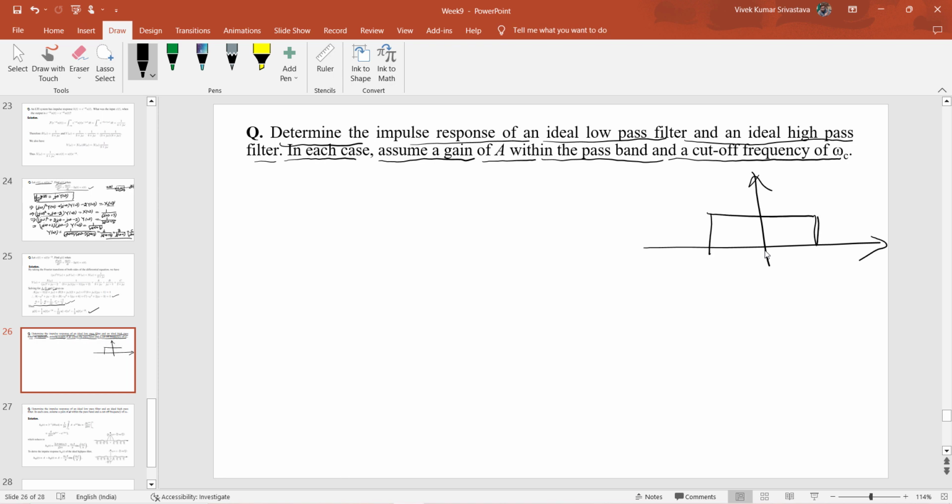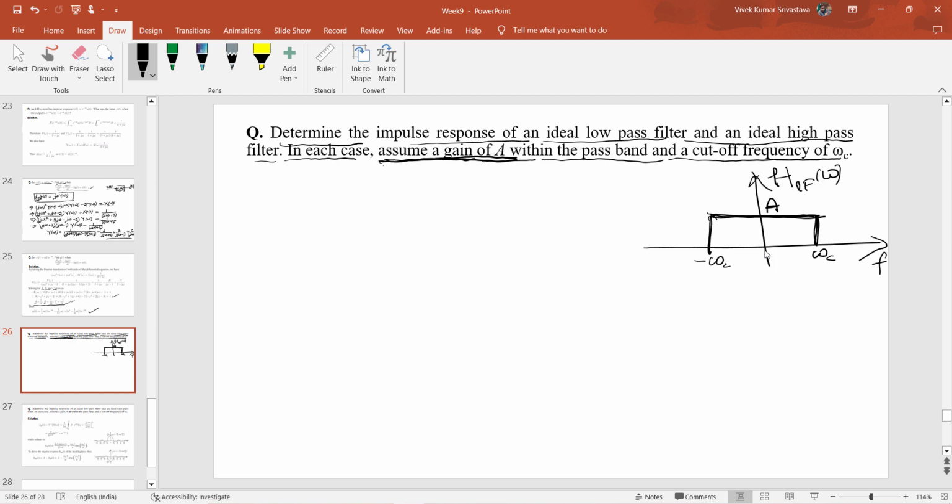So let us suppose this is an ideal low pass filter having a gain of A. Here it is given in the problem itself that we have to consider the gain of this low pass filter as A. And as we know, a low pass filter has a cutoff frequency of omega c. So this is basically the frequency representation of the impulse response of the low pass filter.